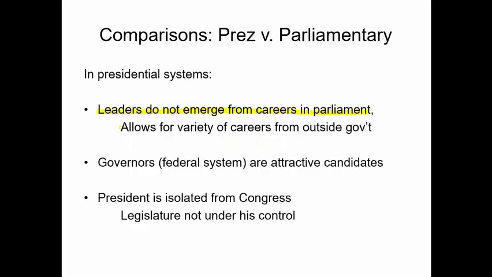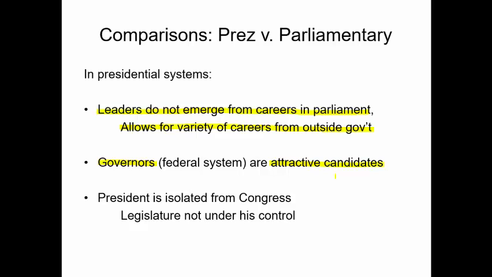As we've even seen in this time, we've got a private businessman who is going to be the president of the United States. We also see in the presidential American system that governors in our federal system are quite often very attractive candidates. George W. Bush was a governor. Bill Clinton was a governor. Ronald Reagan was a governor. Jimmy Carter was a governor.